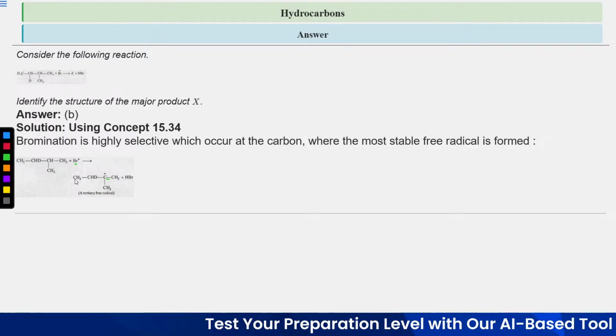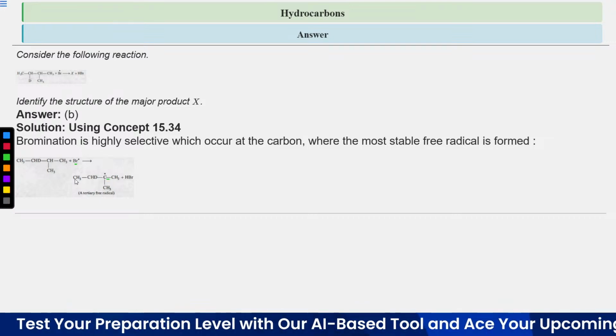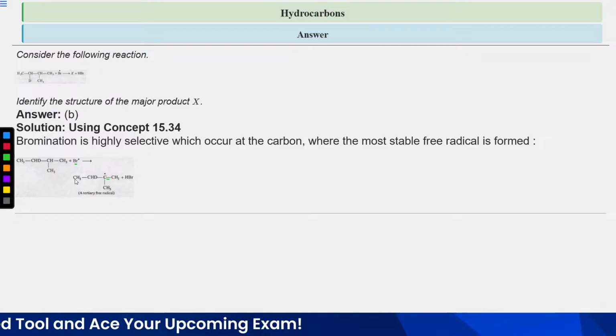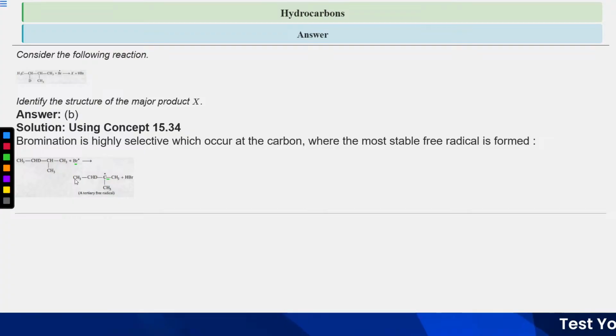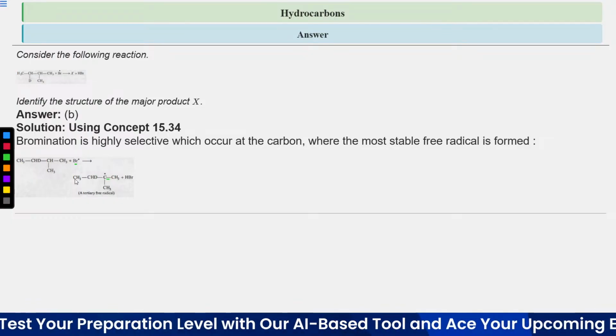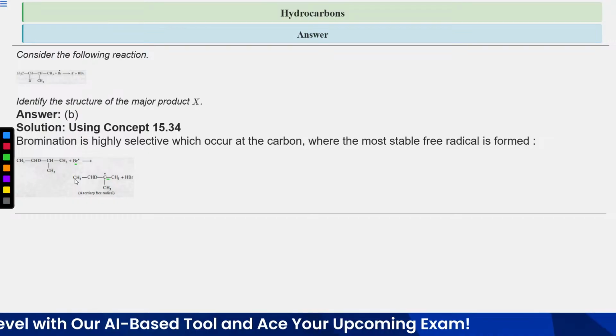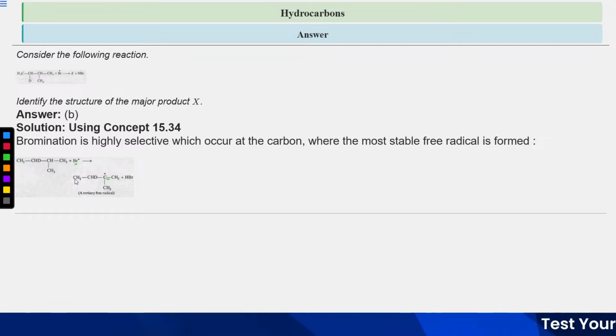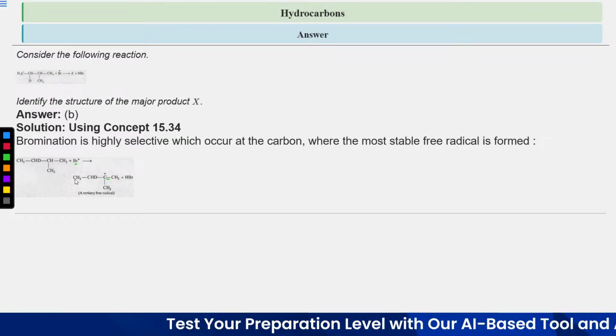How? The carbon having the free radical, or single electron, has one bond attached to CH3, one bond attached to CH3, and another bond attached to CH3. So a single carbon is attached to three different carbons, so it is a tertiary free radical, and a tertiary free radical is the most stable one. That is why bromination will happen in this manner, and X will be this tertiary free radical, and this structure is present in our option B. That is why the correct answer is option B. Let's move on to the next one.